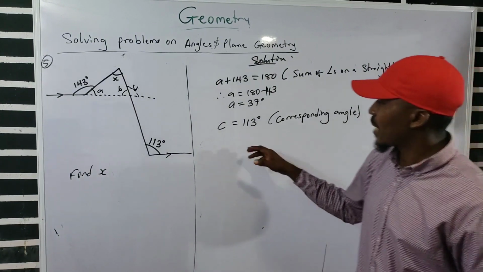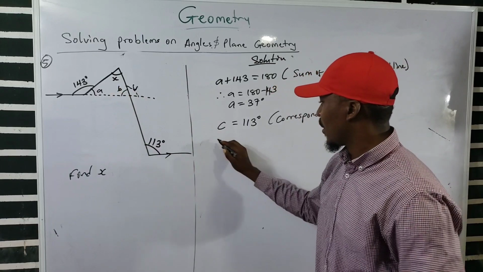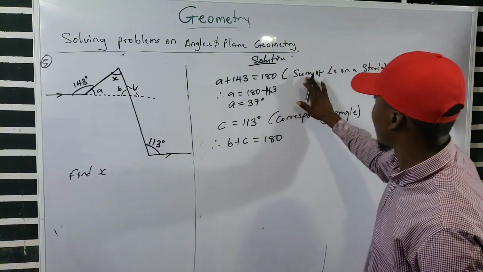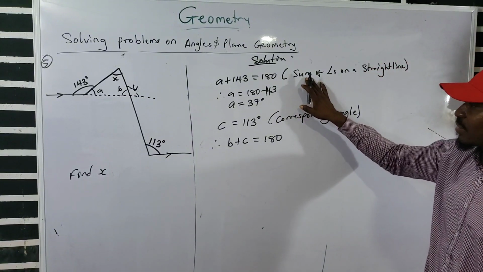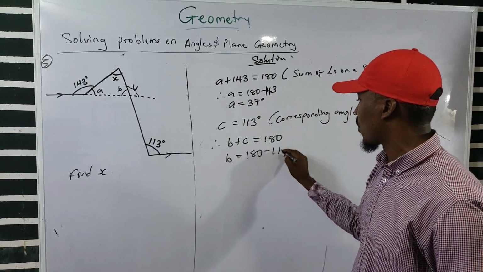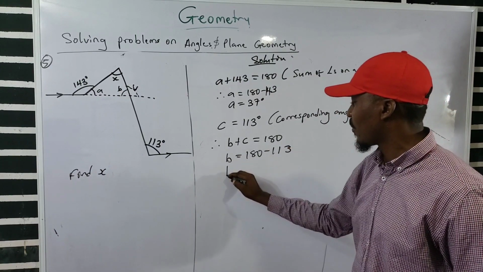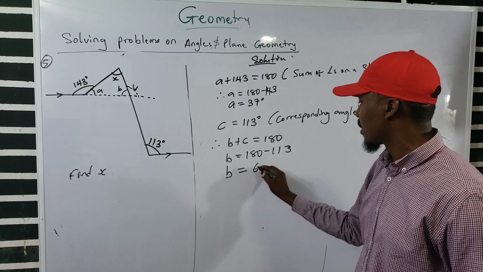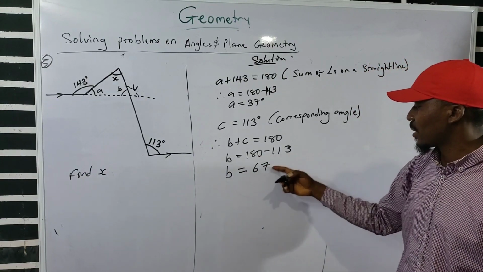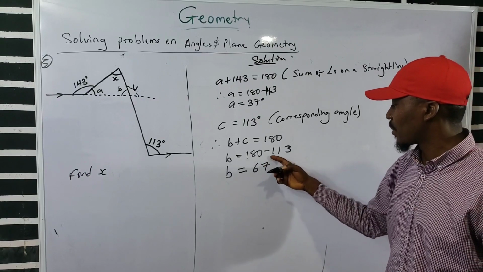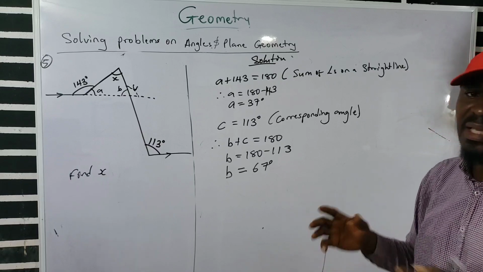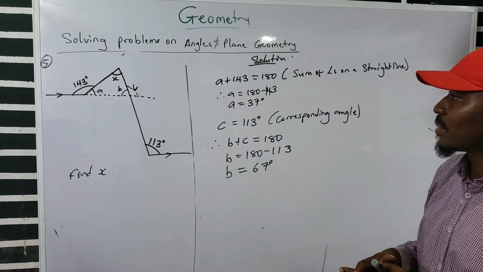Okay, so with that now, we can find our B. Therefore, B plus C equals what? 180. The same reason, angles on a straight line. So that will give us that B equals 180 minus 113. So that will give us that B equals 67. Okay, that's because 10 minus this will give us this, 7 minus 1 will give us 6. So since we have gotten our A and B, it's now easy for us to get our X.